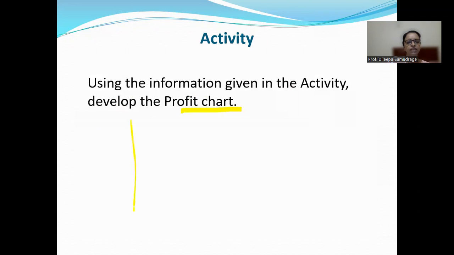So you have to develop a chart like this. This side loss, this side profit. This is 0. So the maximum level of tickets that you can sell is how much? 12,000. The maximum level is 12,000. So find out, if you don't sell any units, any tickets, what is the profit or loss? First, find out that one.